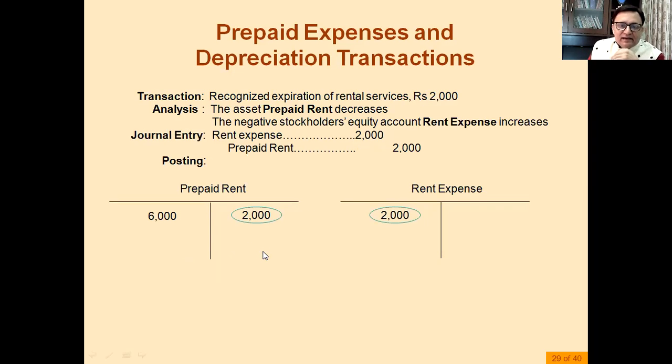So similarly, recognize the expiration of the rental services. That means rent expense of rupees 2,000 has expired. The asset, prepaid rent, which was already in the form of asset, now has decreased, and similarly this expense has arisen now because this rent has matured now. So the entry will be rent expense, because debit all expenses and losses, and prepaid rent, which was in the form of asset, has decreased, to prepaid rent account. This entry will be made. So similarly, this will be converted into the different ledger accounts.